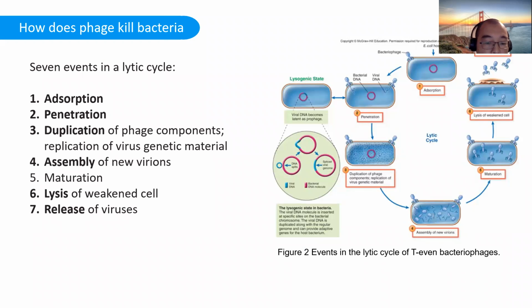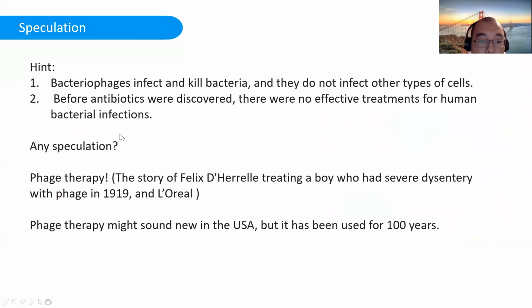To kill bacteria, phage go through 7 steps: adsorption, penetration, duplication, assembly, maturation, lysis, and then release. We call this the lytic cycle. Now we know phage kill bacteria and won't affect other types of cells.